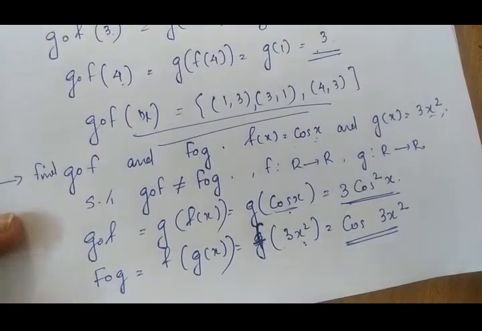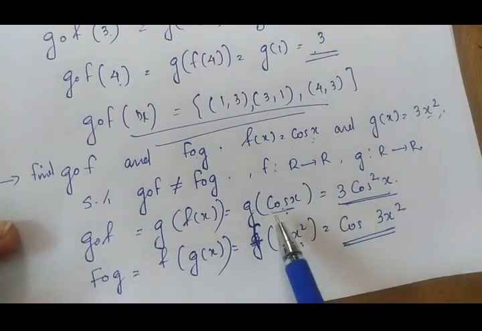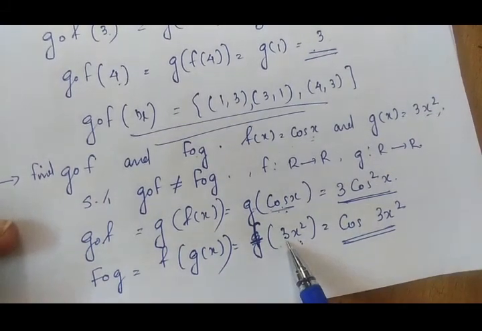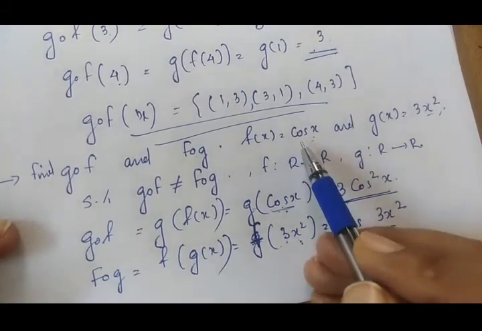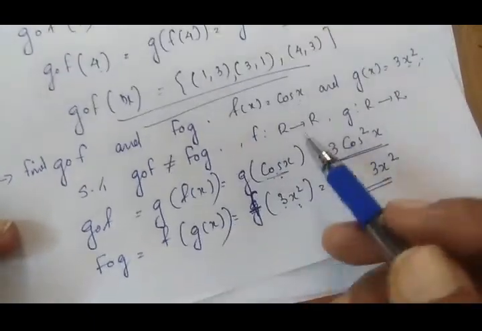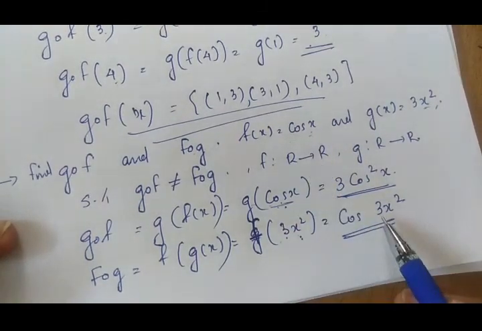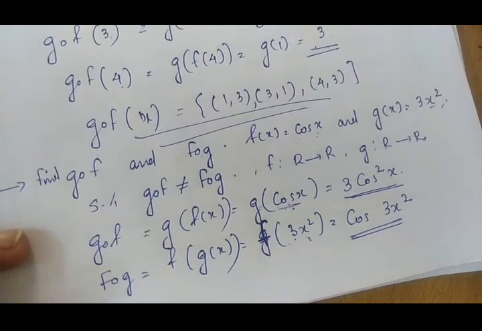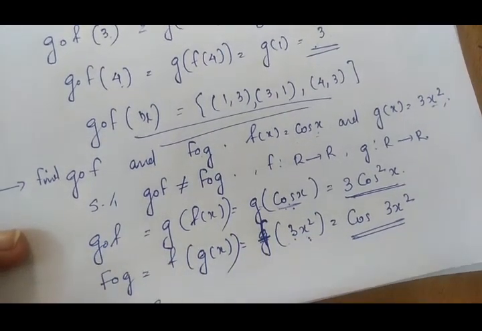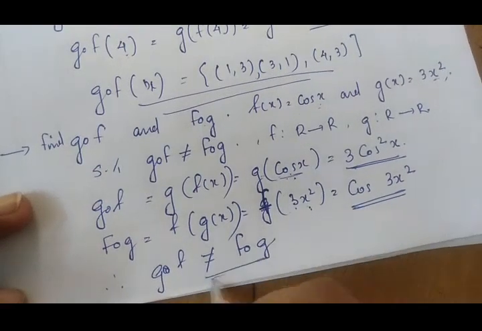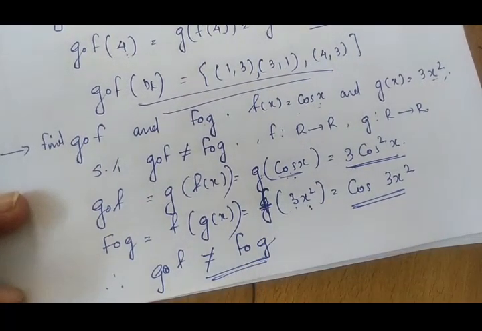This is the answer. Once again, in g(cos x) the value of x is cos x, so we substitute x with cos x, giving 3cos²x. Here it is cos x, so substitute x with 3x², giving cos(3x²). Therefore we can say that g∘f is not equal to f∘g.